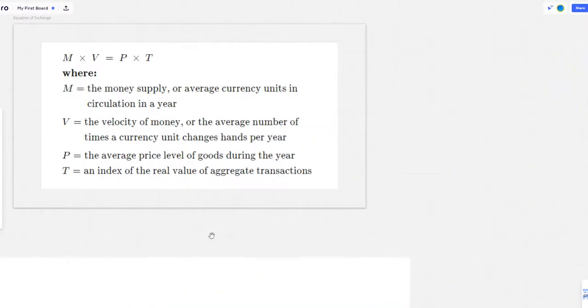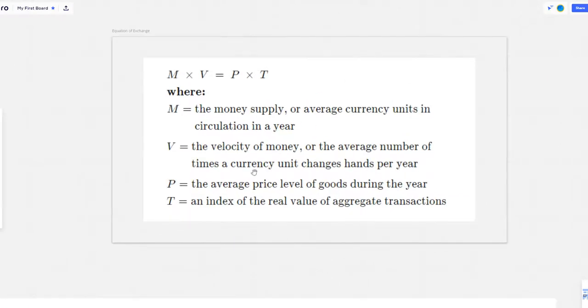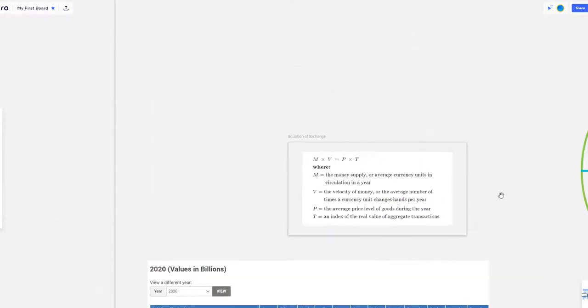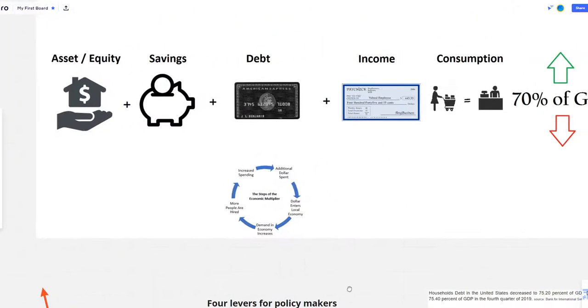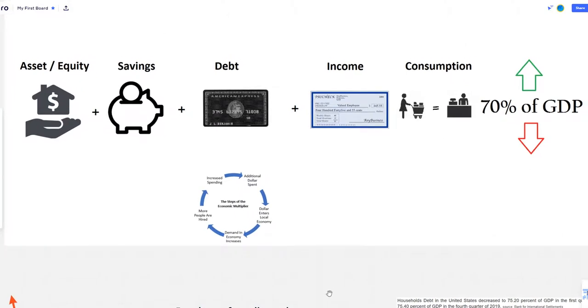Well, what about this, the equation of exchange, right? Money times velocity equals price times transactions, GDP, right? It's going to start growing. Well, is it growing? Not even close. So we're going right back into a recession. And while we're in a recession, this is why I've been calling it since the beginning a depression, because that's what it is. It's a depression.